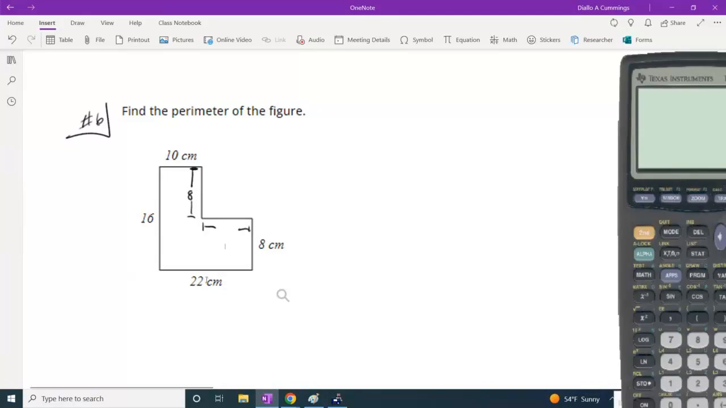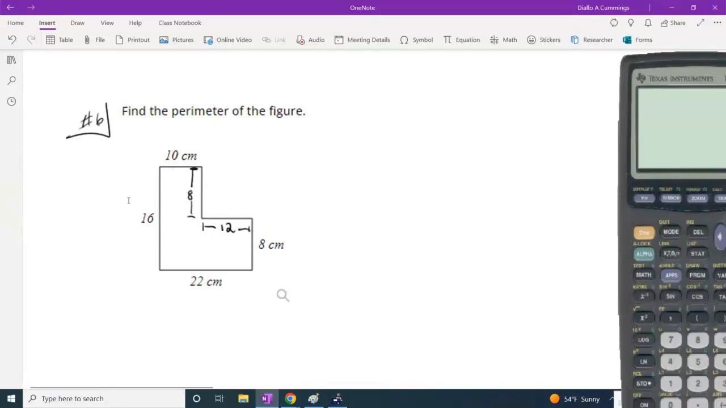All right, so now I'm going to look at the base of this particular figure. Notice that the base is 22 centimeters long. For the top, I have 10. So I'm going to subtract. 22 minus 10 should give me 12. All right, so 10 plus 12 gives me the 22, and that would give me the missing side length.